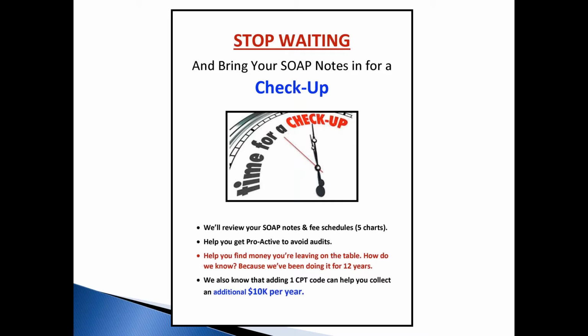How do we know? Well, just like the Farmers Insurance commercial, we know a thing or two because we've seen a thing or two. We have some clients, we've added one CPT code to the practice and it's equated to over $10,000 of additional income.